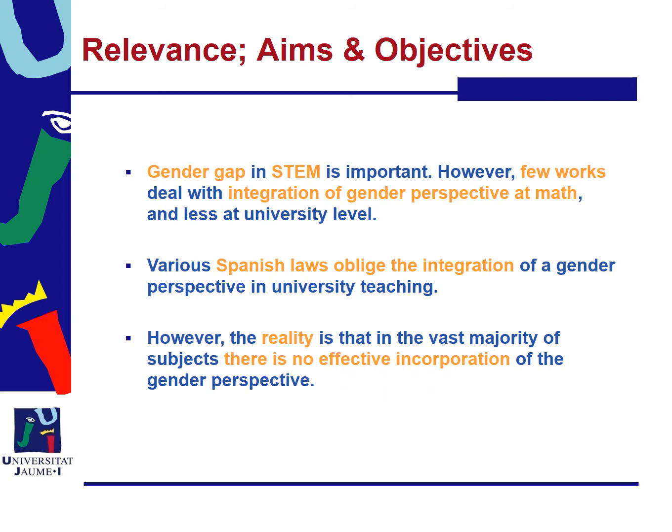Why is this work relevant? The gender gap in science, technology, engineering, and math is important. However, few works deal with the integration of gender perspective in math, at least at university level. Gender perspective in university teaching must be done by Spanish law. However, the reality is that in the vast majority of subjects, there is no effective incorporation of the gender perspective.